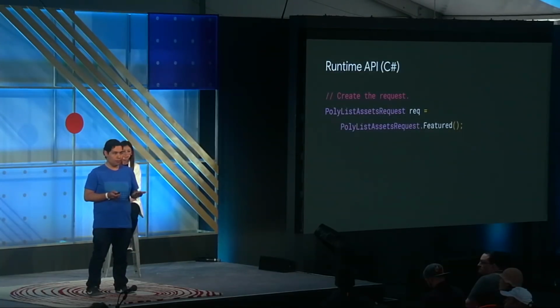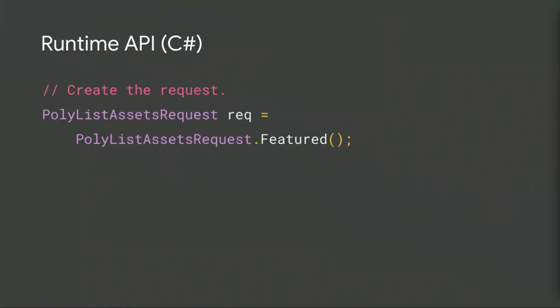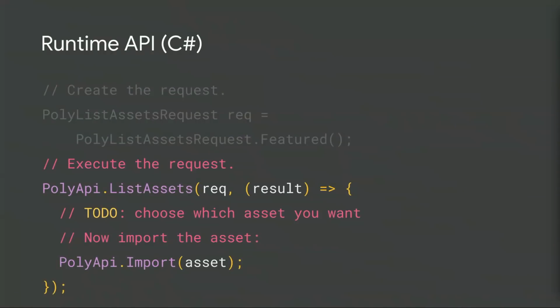Start with a basic example. If you just do poly list assets request.featured, this is the default featured query. This means you want to get exactly what Poly is currently showing on the website. So featured assets, no specific category, no specific keyword. Just anything good that Poly is currently showing on the website.